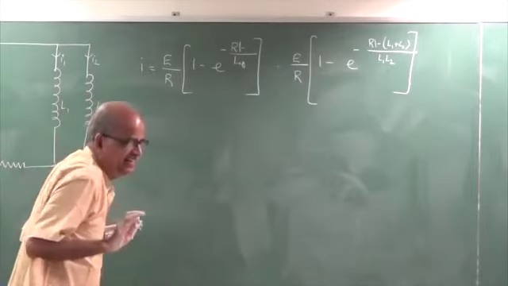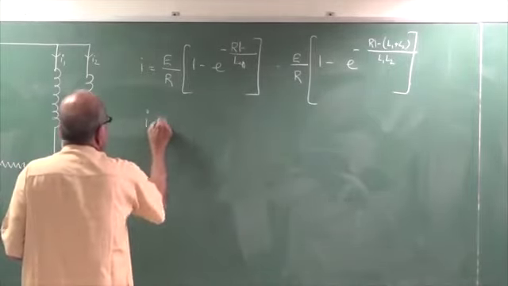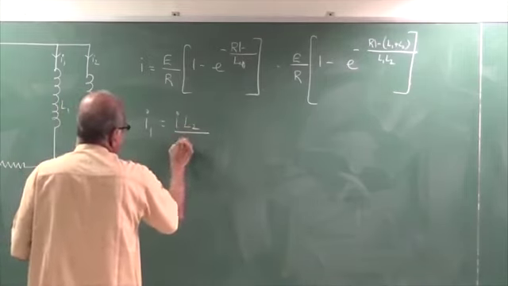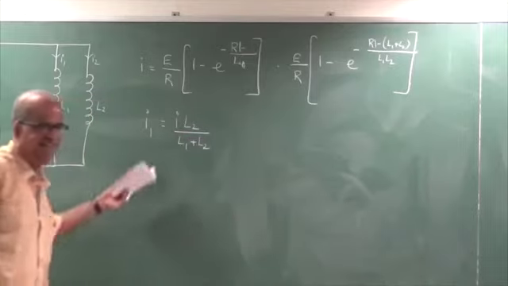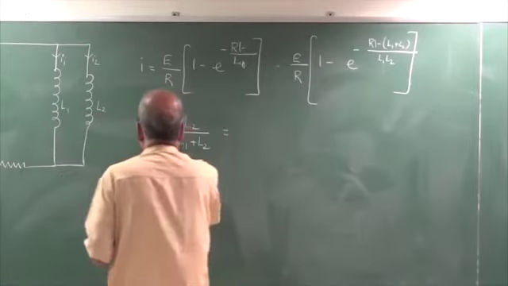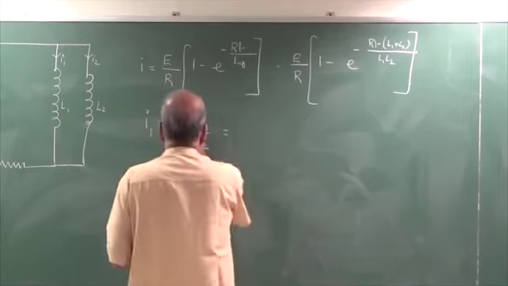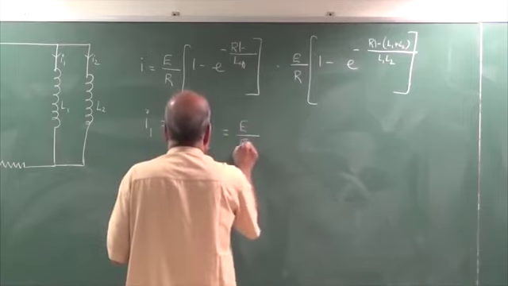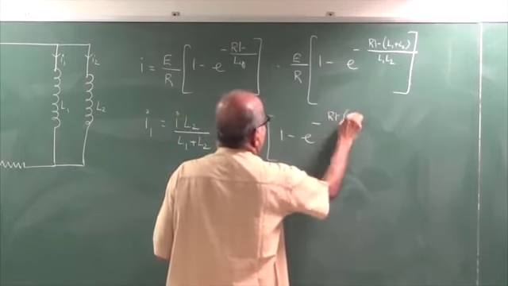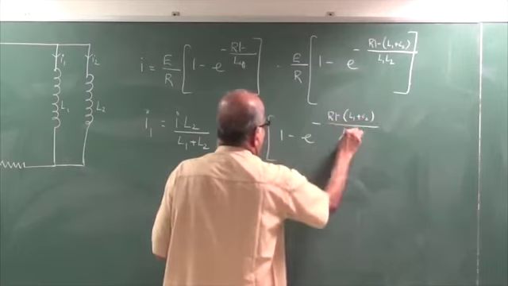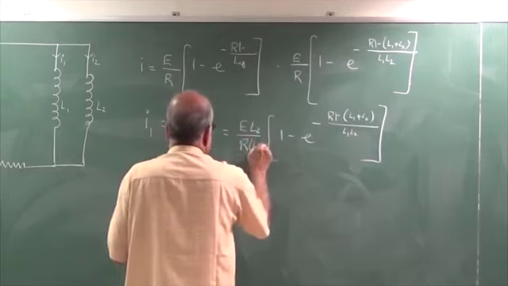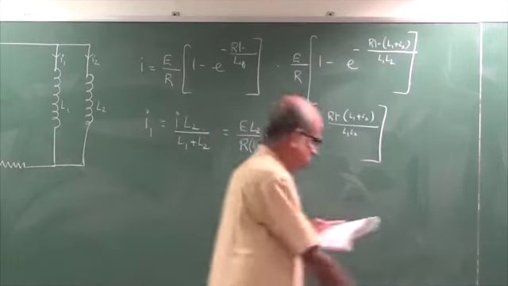This is the main current. What is the current through L1? I1 is equal to main current into L2 by L1 plus L2, correct? We have already seen that. Okay. Substitute. It is I1 or IL1 is equal to I, which is E by R1 minus E power minus R T L1 plus L2 by L1 L2, into L2 by L1 plus L2.